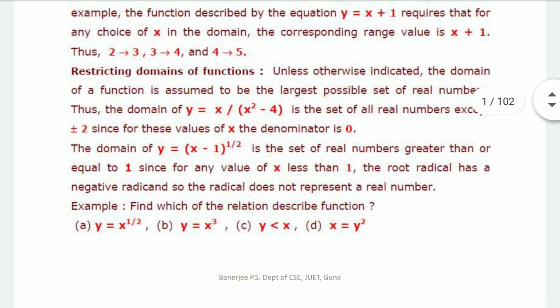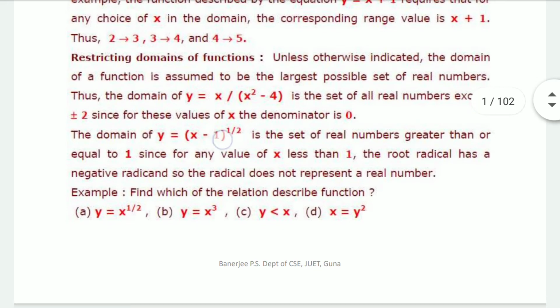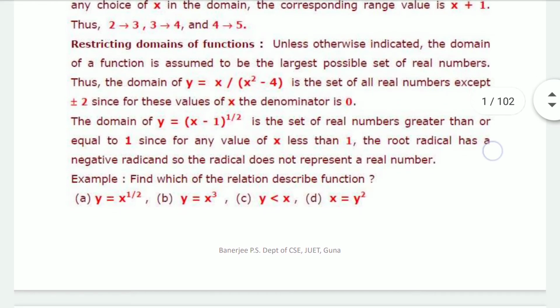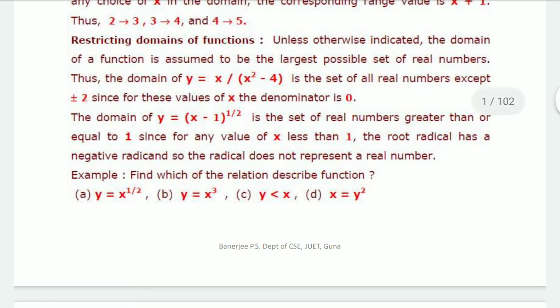Similarly, for the domain of y equal to the square root of x minus 1, this part is a set of real numbers. I need to have the set of real numbers other than those less than 1, since for any value of x less than 1, the radical has a negative radicand. So we have various restrictions while we move through these kinds of domains of functions. Fine. Now I have a few examples.